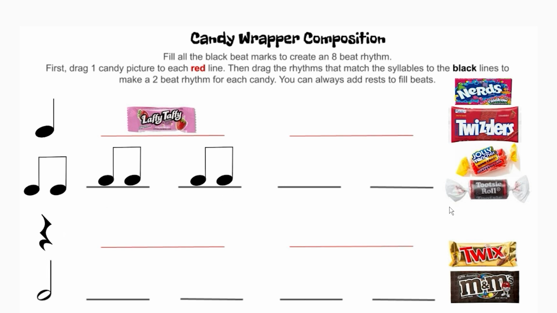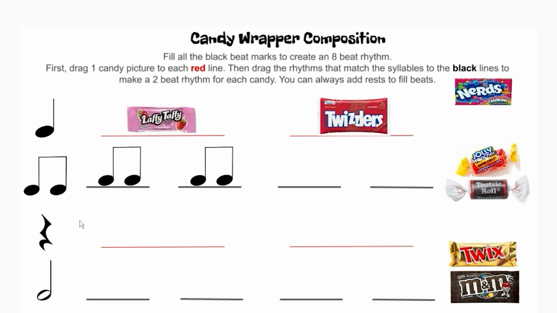So then let's go ahead with Twizzlers, okay? So I'm going to drag Twizzlers over here to the next line. And Twizzlers has how many syllables? Twizzlers. So it's 2, right? So I can do 2 different things. I can do 2 quarter notes, Twizzlers, or ta, or I can do Twizzlers, rest, or I could do rest, Twizzlers. I guess I have 3 options, right? So how about, I think I want to do 2 quarter notes, okay? So I'm going to drag a quarter note over here, and then I'm going to drag another quarter note over here. Okay, there we go. So I have Laffy Taffy Twizzlers, or titi titi, ta ta.